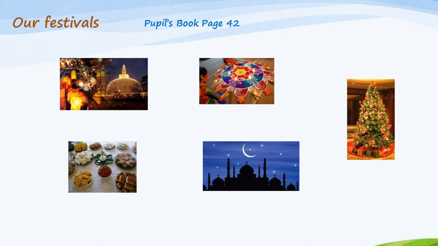Pupil's book, page 42, grade 4. Okay, our festival. Can you find these pictures? What is the first picture? Yes, Vesak festival.